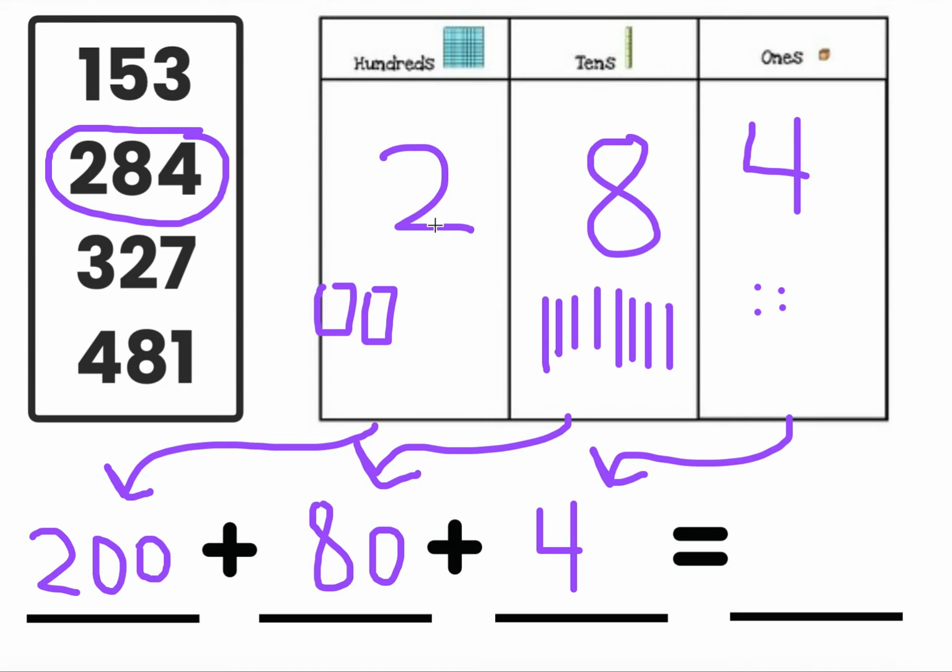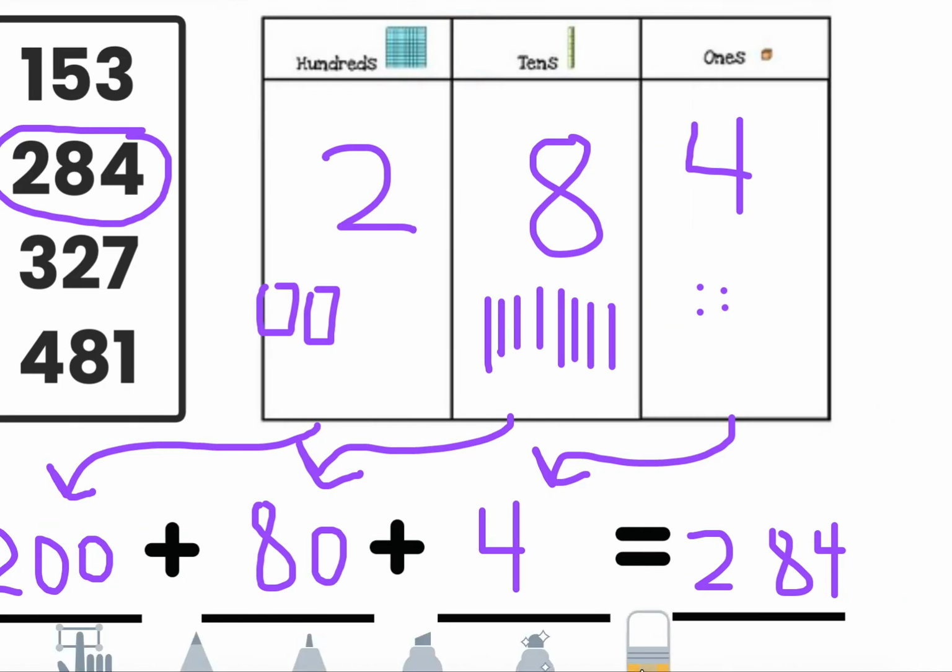284. They all match. My 284 in standard form, my 284 in my place value, and my 284 in expanded form, which means 200 plus 80 plus 4 is 284. Let's do 2 more examples.